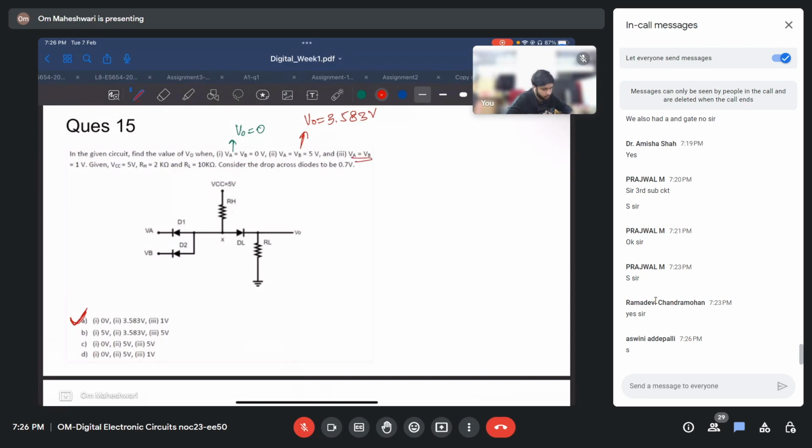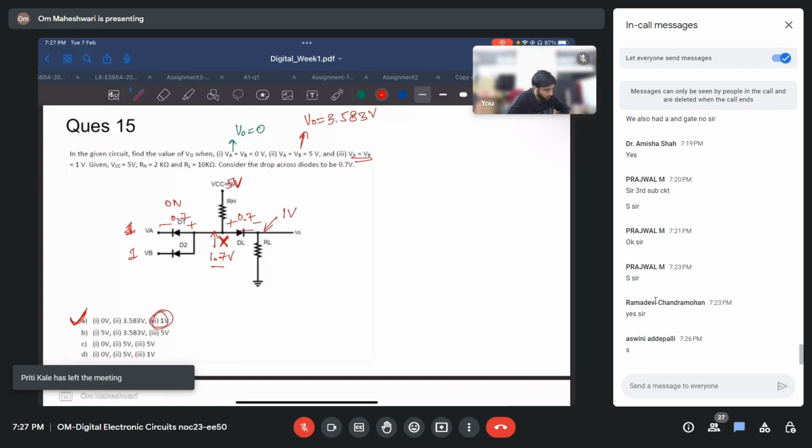So in the third case, we have VA, VB equals 1. So if this is 1, this is 1. Here it has 5 volt, here it is 1. So if the diodes do turn on, let's say, here we will have plus minus 0.7 drop. That means here we will have 1.7 volts at X, right? Now, if this diode turns on, we'll have a 0.7 volt drop here. And so 1.7 minus 0.7, we'll have 1 volt here. So V out will be 1 volt here. So answer will be A again.